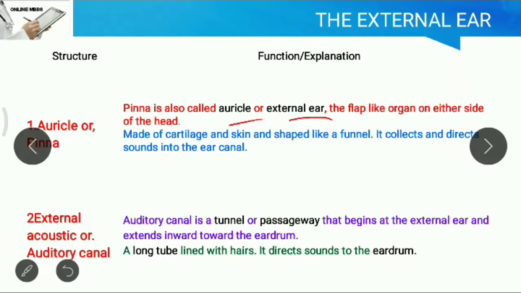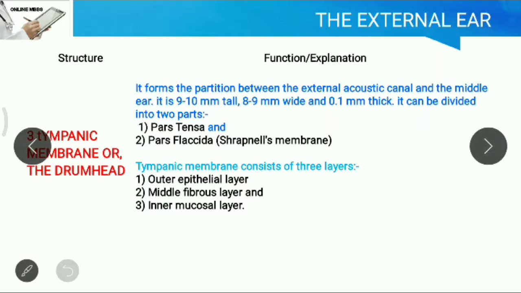And the number 2 structure is the external acoustic or auditory canal. The auditory canal is a tunnel or passageway that begins at the external ear and extends inward toward the eardrum. It is a long tube lined with hairs. It directs sounds to the eardrum, which is also known as the tympanic membrane. And the third structure under the external ear is the tympanic membrane, also known as the drum head or eardrum.